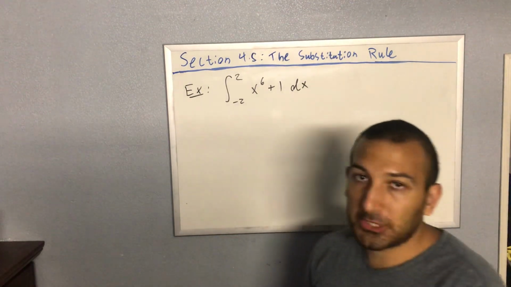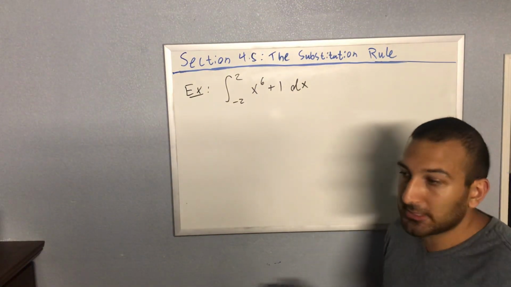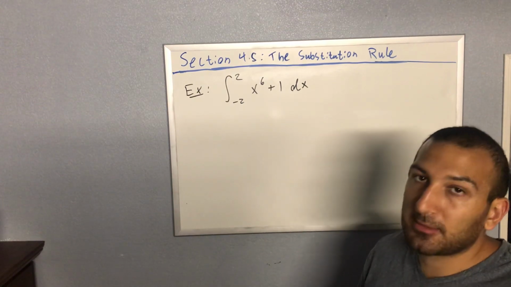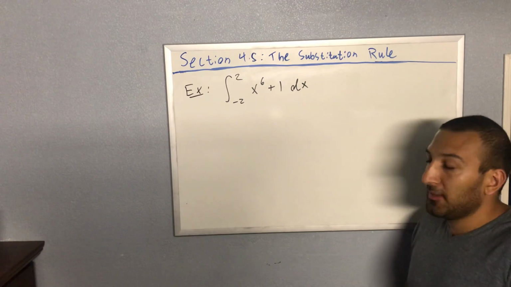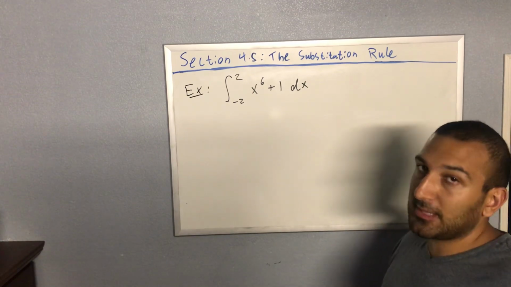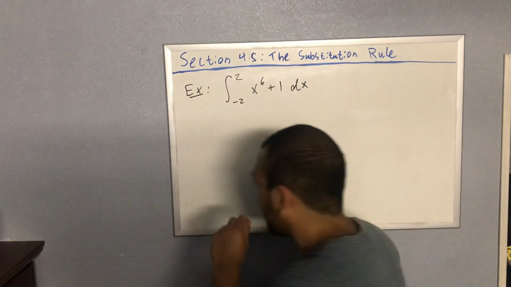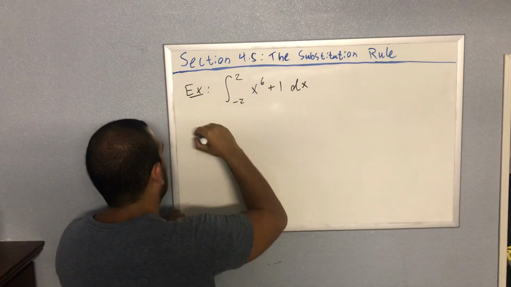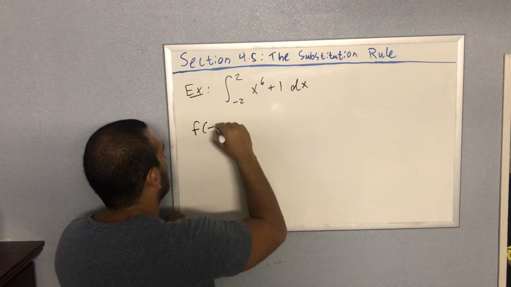But functions can be neither. Not every function is odd or even. It can be neither. So don't be fooled and think, oh, it has to be even or it has to be odd. That's not necessarily true. Okay, so to check whether it's even, let's find what f of negative x is.